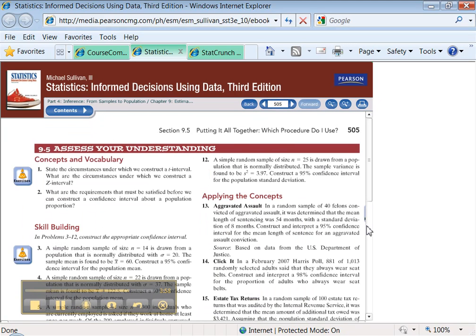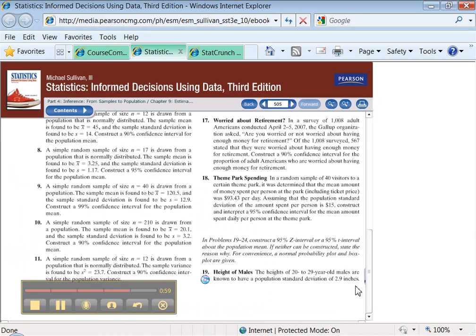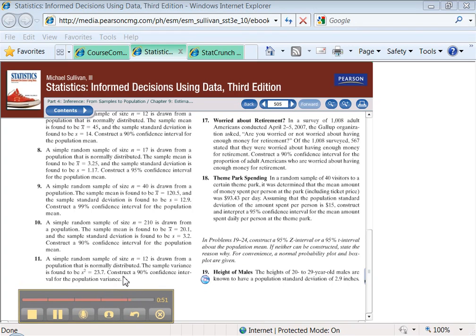Another thing that they might have asked you to do, let me go back here. For the mean, and then also they might ask you for sigma or sigma squared. Those are the chi-square ones. Look right here for number 11. It says construct a confidence interval for the population variance. That's the chi-square stuff. So if they ask you to do an interval for the variance or the standard deviation, both of those are 9.4.